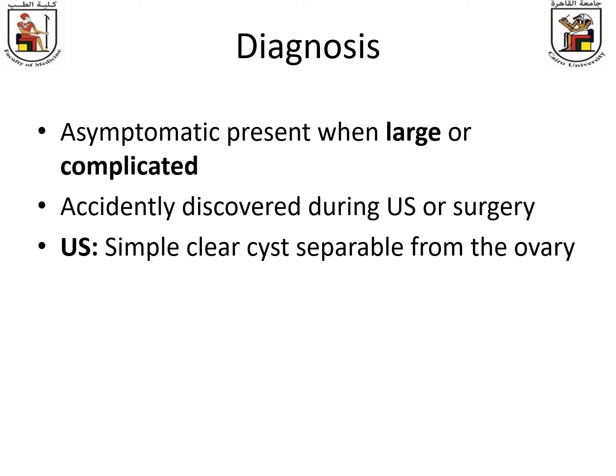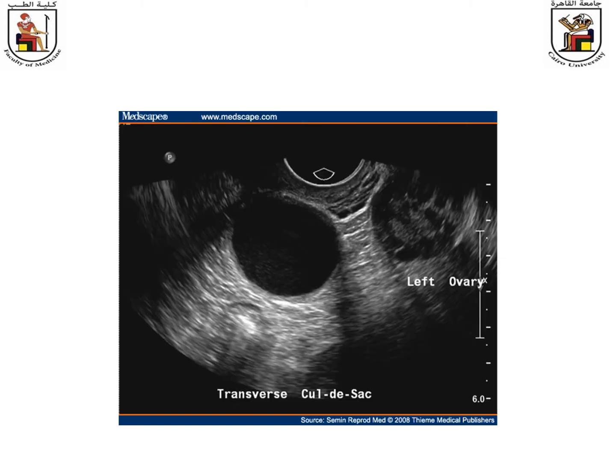Ultrasound, of course, is very helpful because you find a simple, clear cyst which is very separate from the ovary. You can see from this ultrasound scan, this is the left ovary here, and this is a unilocular clear cyst, and clearly you can see there is no communication between the cyst and the ovary, so this is a parovarian cyst.